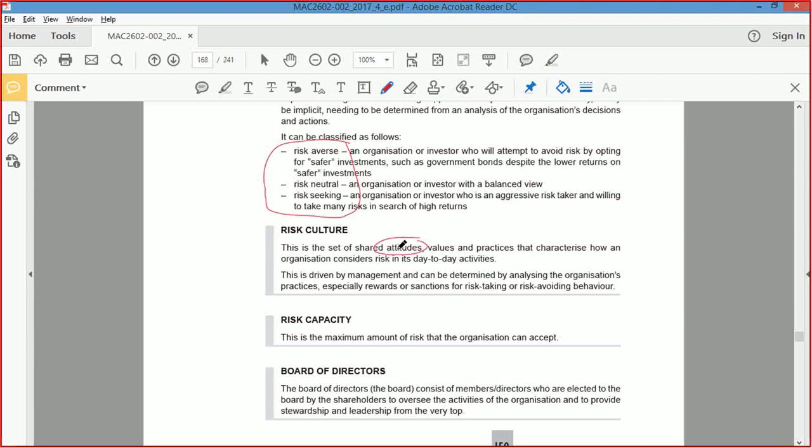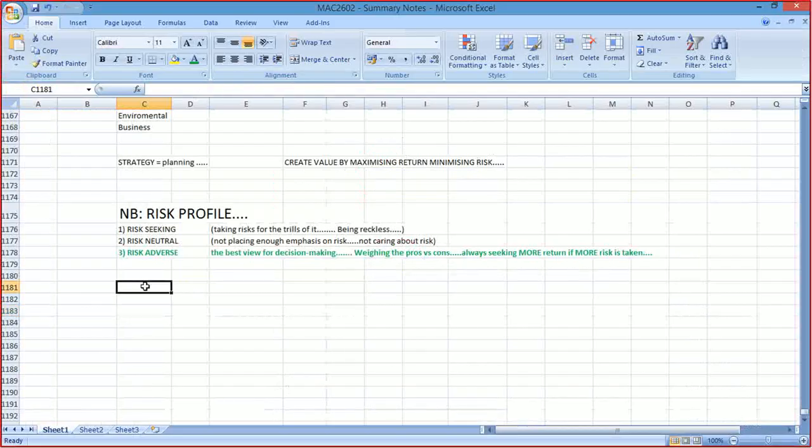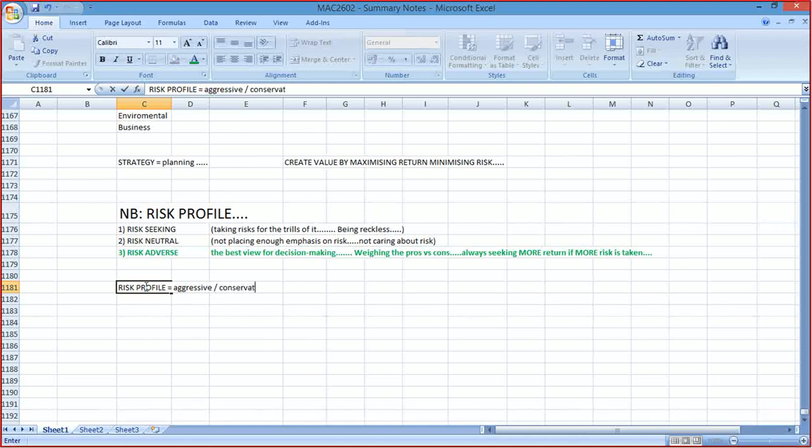Right, so they talk about risk culture, which is the attitudes that people have around risk. So let me ask you this. In terms of your risk profile, what view do you have? What culture do you have? Are you aggressive? Conservative? Or more moderate? What's your view on risk? I'd say conservative to moderate, but more conservative.